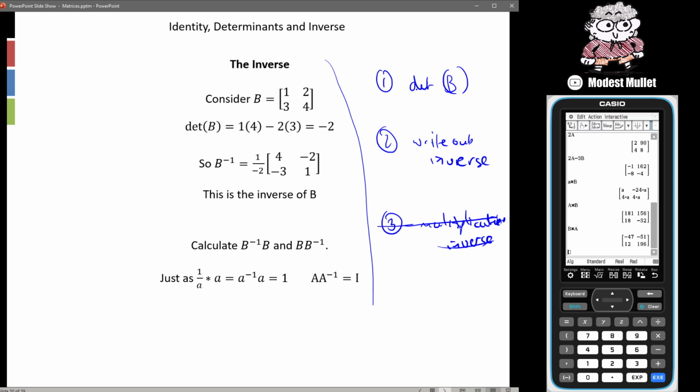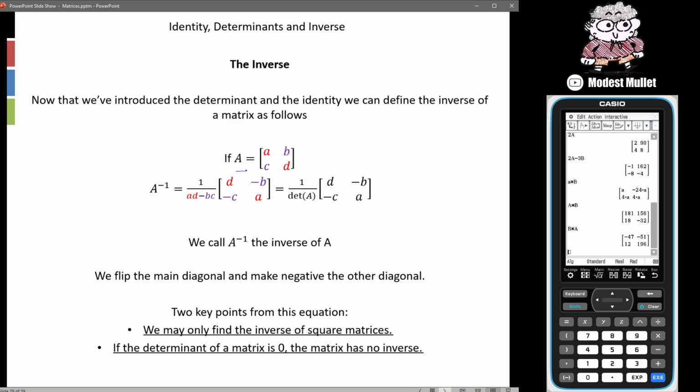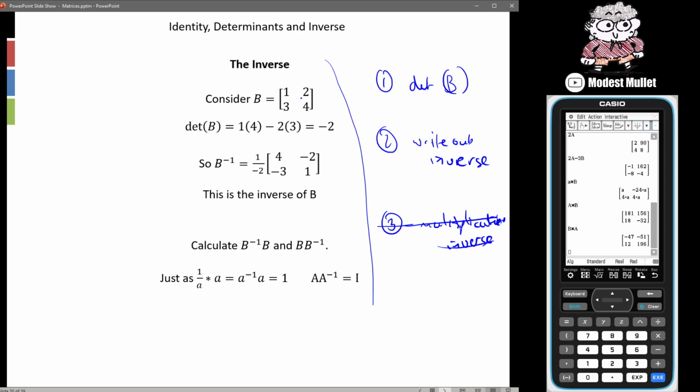But first thing is, don't try and do this whole big formula this way. It's much easier to go, let's find the determinant individually, flip the main diagonal, make the other diagonal negative. It's 3 steps to remember. So in this case, B is equal to 1, 2, 3, 4. So the determinant of B is equal to 1 times 4, which is the main diagonal, take away 2 by 3, so it's equal to 4 take away 6, which is -2, which is what it says there.